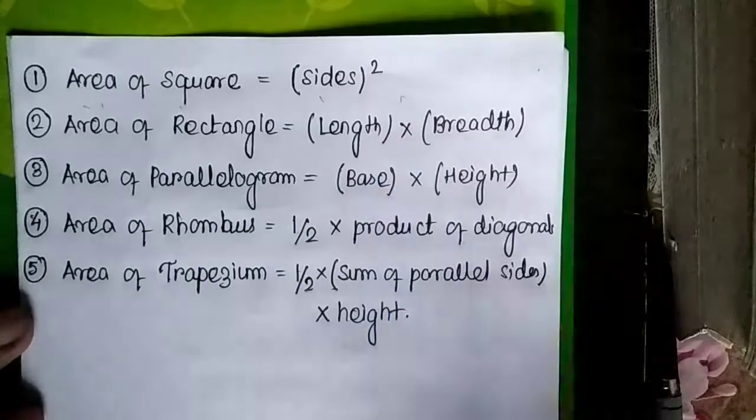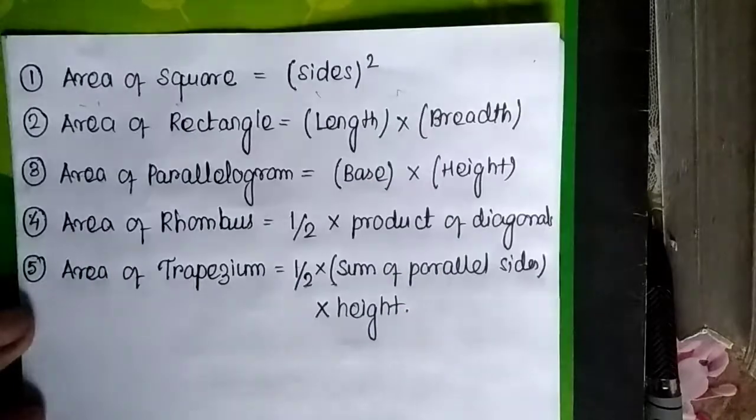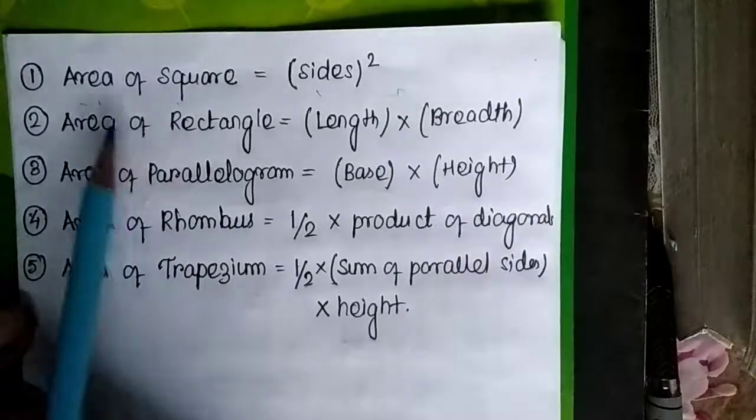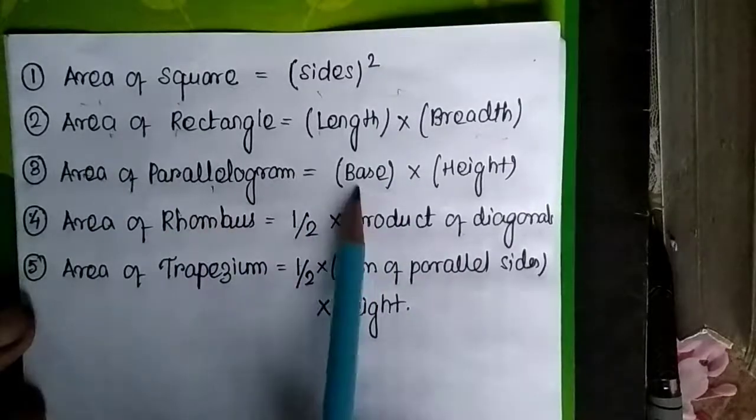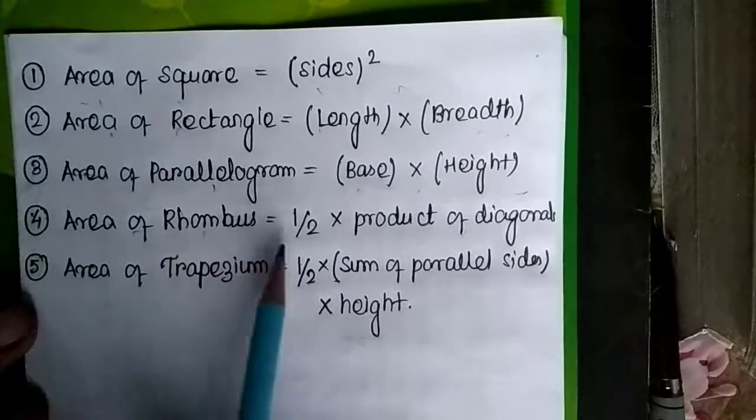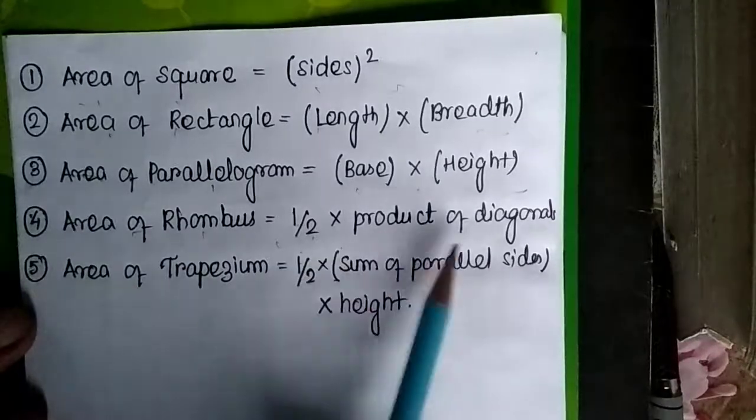Area of a square equals side square, as we have learned from the very lower classes. Area of a rectangle is length into breadth. Area of a parallelogram equals base into height. Area of a rhombus equals half into the product of the diagonals.